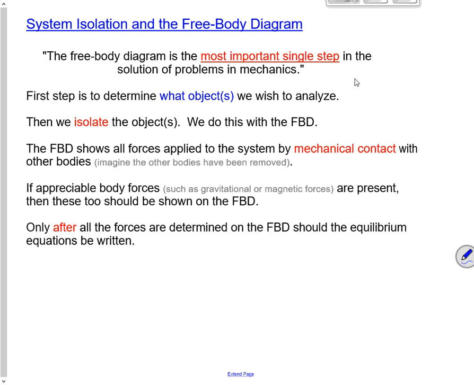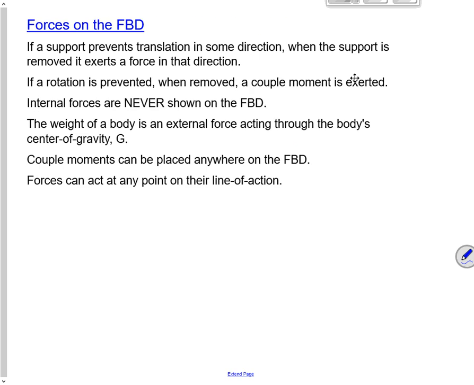So the whole trick to doing equilibrium problems is drawing a free body diagram. It's the single most important step. Right, step 1 is you figure out what is it I'm going to draw a free body diagram of. What object am I going to isolate? Then I show all the forces applied to the system by mechanical contact with other bodies. Any body forces such as gravitational or magnetic forces, I add those. And then once I've got all the forces, then I determine how the equilibrium equations should be written.